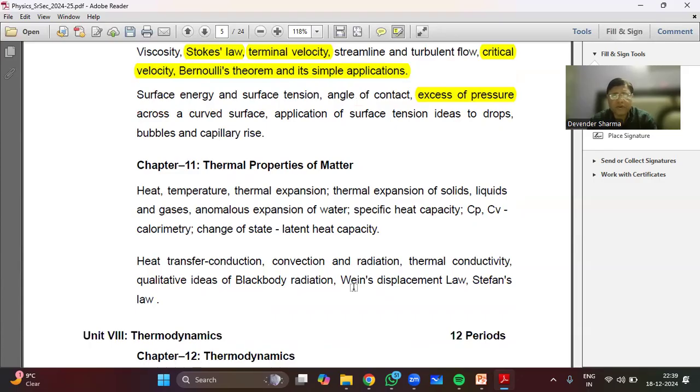Then if I talk about thermal properties, not so much importance. I will not say much about this. Of course, latent heat you can do. Latent heat you can discuss, of course. And I'll not talk about the other things. The Cp-Cv relation will be dealt with in the next part.